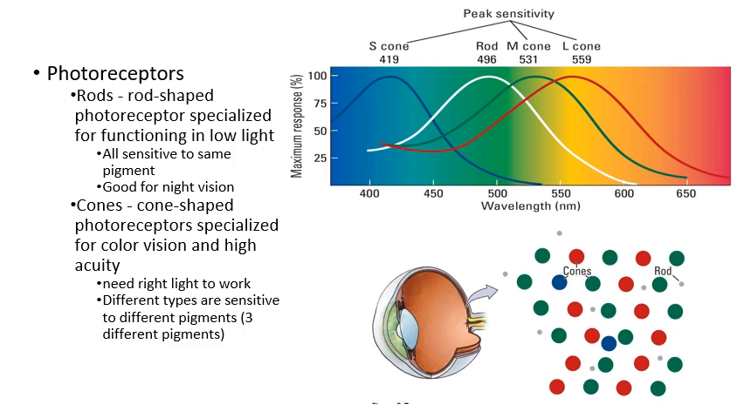so seeing a lot of detail. And when we focus on something, this is in our fovea, so this is cones picking up on that. Cones don't work very well in low light, and this is one of the reasons that you don't see color when it starts to get dark. Everything looks like the same color. This is because our cones are not working. And then different types are sensitive to different pigments, 3 different pigments, and we'll talk about that a little bit later.